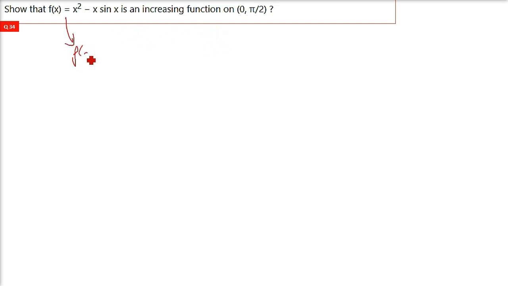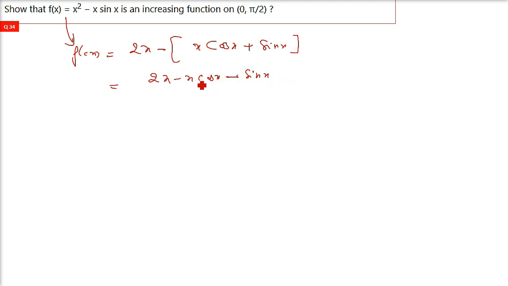So this is f dash x. Differentiating x square gives 2x. And x sin x will be what? x cos x plus sin x. So I have applied the product rule here. 2x minus x cos x minus sin x. This is f dash x.